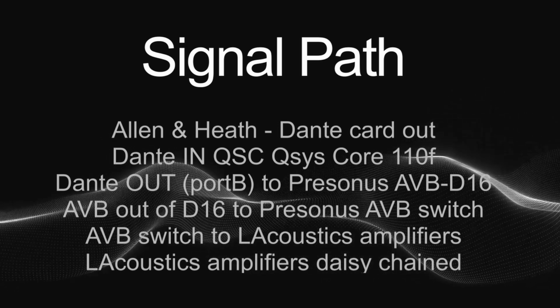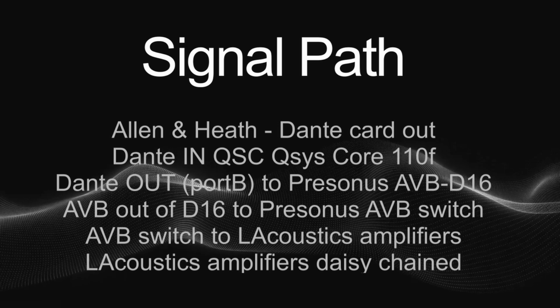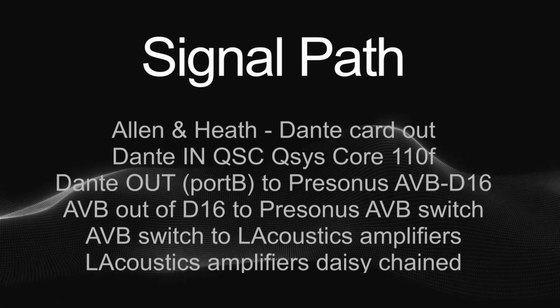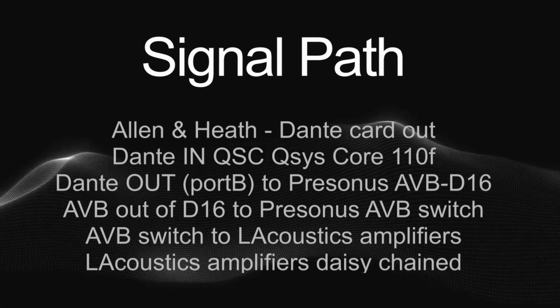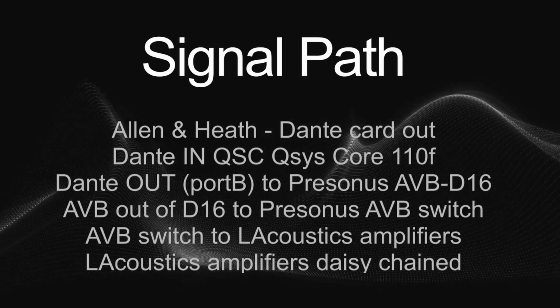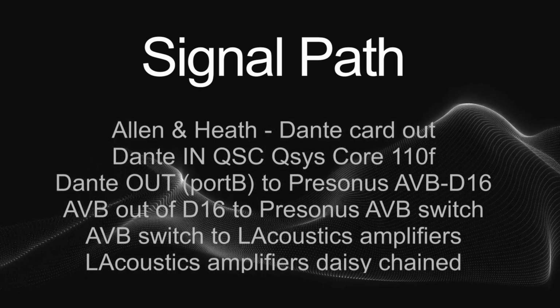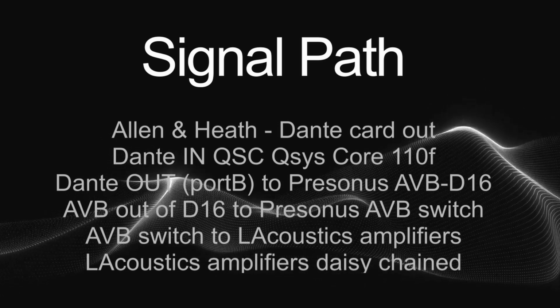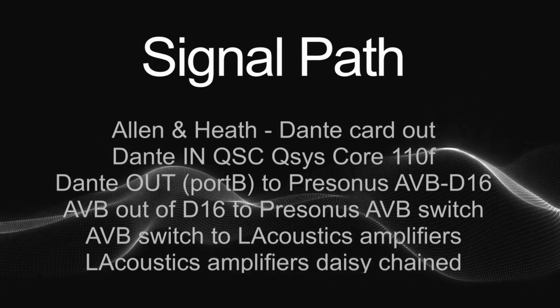And then AVB out of the PreSonus, it had a separate AVB output port to the PreSonus AVB network switch, and that's required for AVB to work. And then AVB out of the PreSonus switch to AVB in on the L-Acoustics amplifiers. Then the L-Acoustics amplifiers just daisy chain between each other from there.